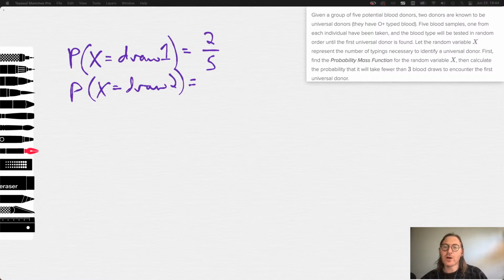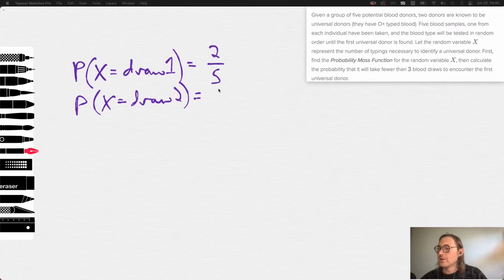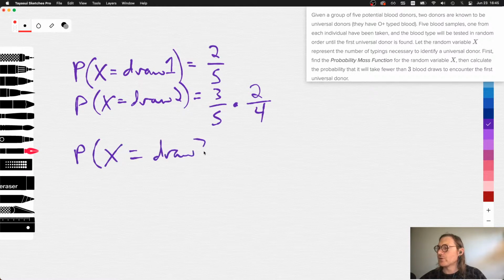On that first test, there are 5 outcomes, and 2 of them are universal donors. So we want to make sure we're not getting a universal donor on the first draw. Because of that, there was a 3 out of 5 probability that we didn't get it on the first draw, leaving a 2 out of 4 probability that we'll get it on a second draw, and then we can just multiply these 2 together, right? So that's our multiplication rule. And then we can take this further, and we can answer the question after this one.